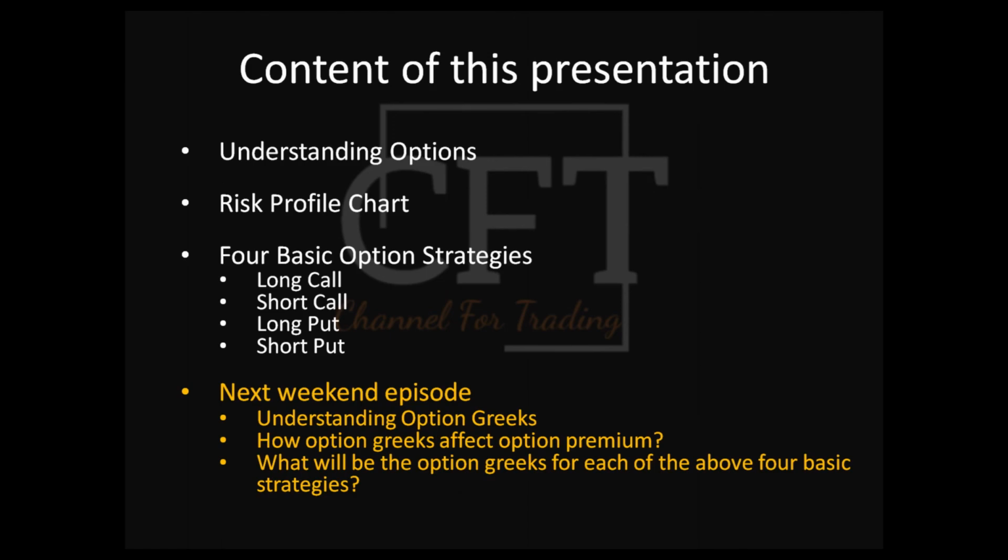So let's get started. We will start with understanding options. Then we will look into the risk profile chart. And then we look into the 4 basic option strategies: long call, short call, long put, short put. Basically, these 4 strategies are the building blocks of any strategy used in options. For example, you can take 1 short call and 1 long call and use them together to form a strategy, and with any permutation and combination of these 4, you may be able to build your own strategy. Understanding these 4 is very important, and it is very simple also.